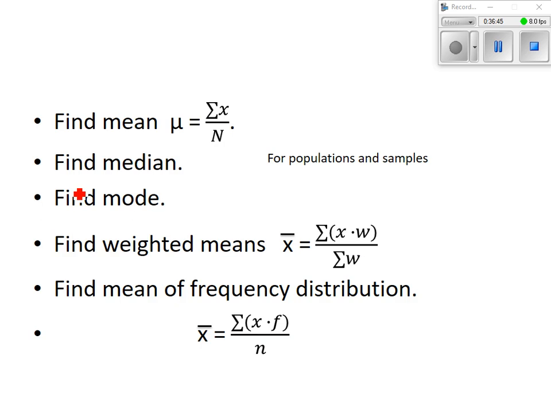Be able to find the mean. When I put mean on here, don't forget that mean doesn't always have to be mu, it could be x bar. That's still the sum of all the x's divided by, instead of big N, it's just divided by little n. Remember, this is for a sample. X bar is for a sample, and mu is for a population.